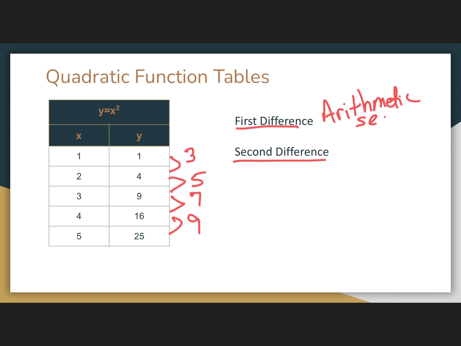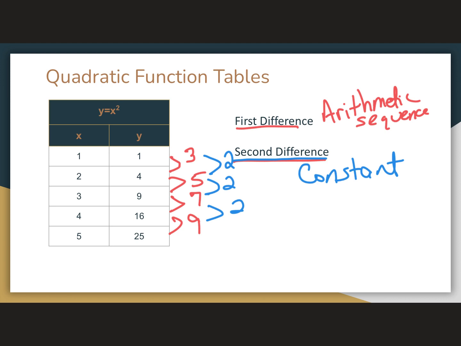It is changing by the same number, and I can tell that by checking out the second difference. Second difference, this is what's in blue. The difference between these is a 2, and then a 2, and then a 2. So the second difference is constant in a quadratic function. So that's one thing to notice, is that you're going to see that the first difference is always an arithmetic sequence, 3, 5, 7, 9, and it has a common difference or a constant difference of 2.